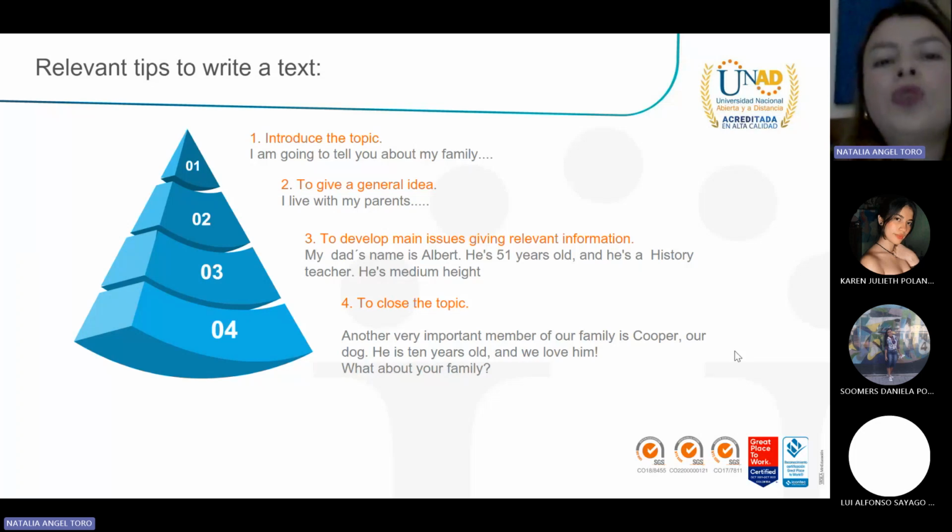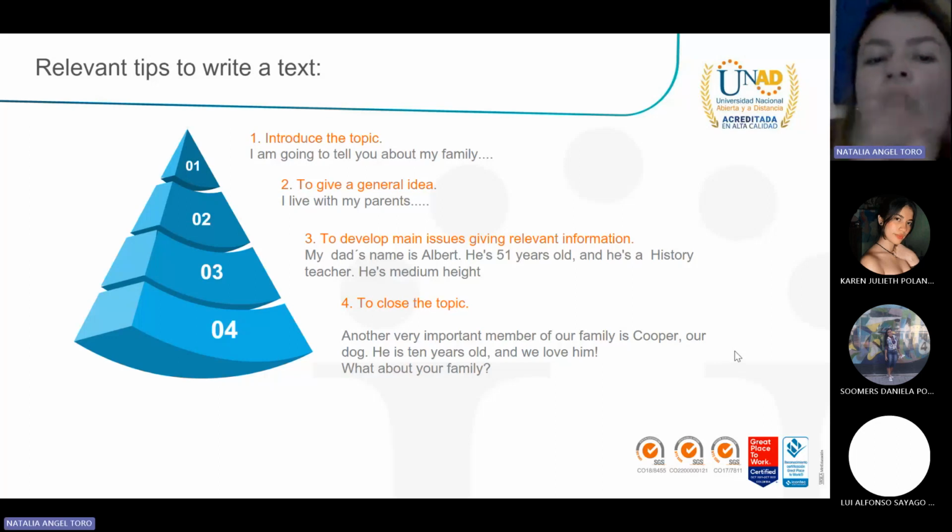Why? Because when you introduce a general idea, you can take many other items to make a better description. Third, to develop main issues, giving relevant information. So here is where you can give a lot of things. In that case was, my dad's name is Albert. He's 51 years old and he's a history teacher. He's medium height. So that's why.